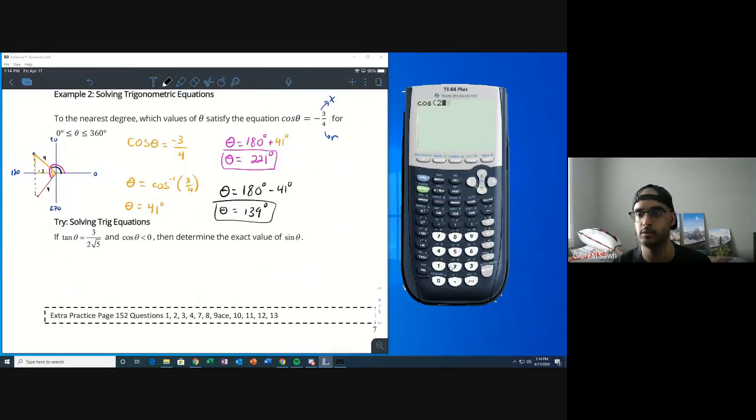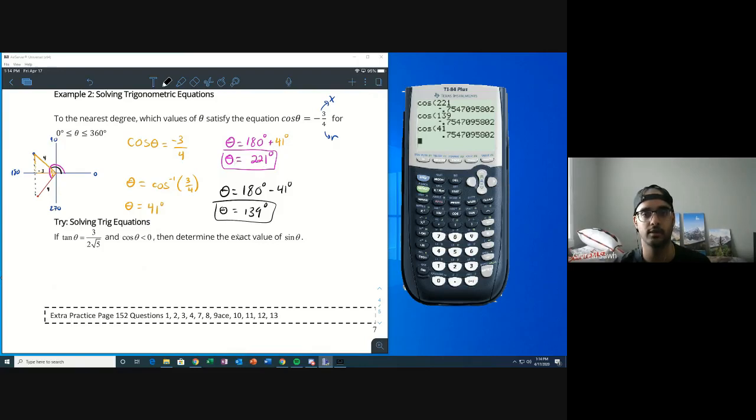So if I do cos 221, I get negative 0.75, just like our ratio says, and cosine 139, same thing. Now if I tried to do cosine of my reference angle, I'd actually get the same ratio, just positive. So it's showing me the other side, the other triangle. It's showing me the other little piece that I haven't accounted for. So everything works out here.